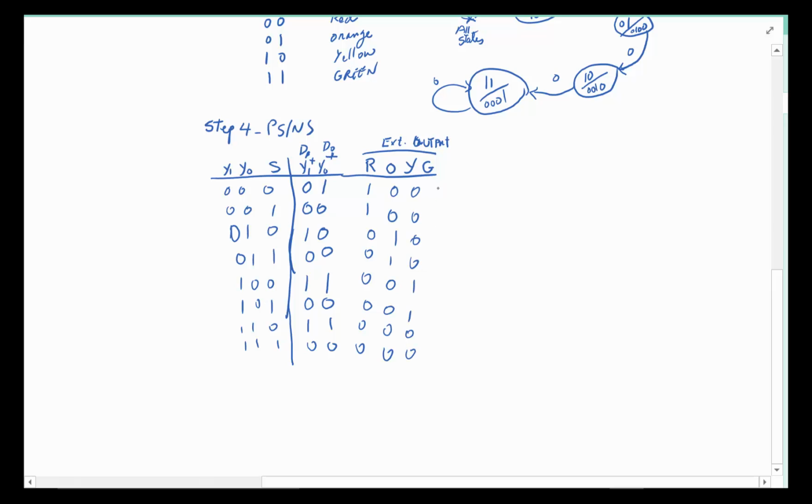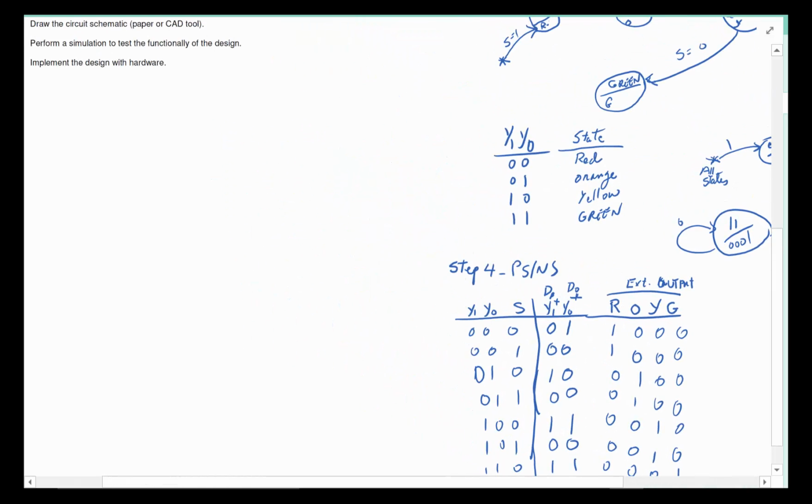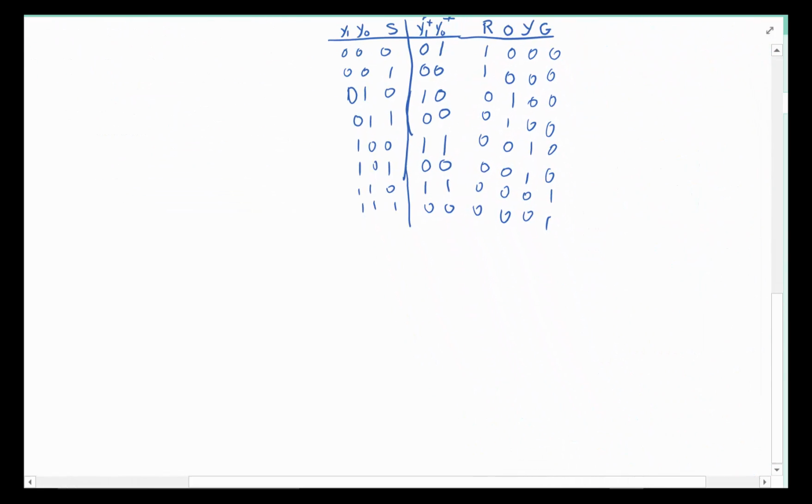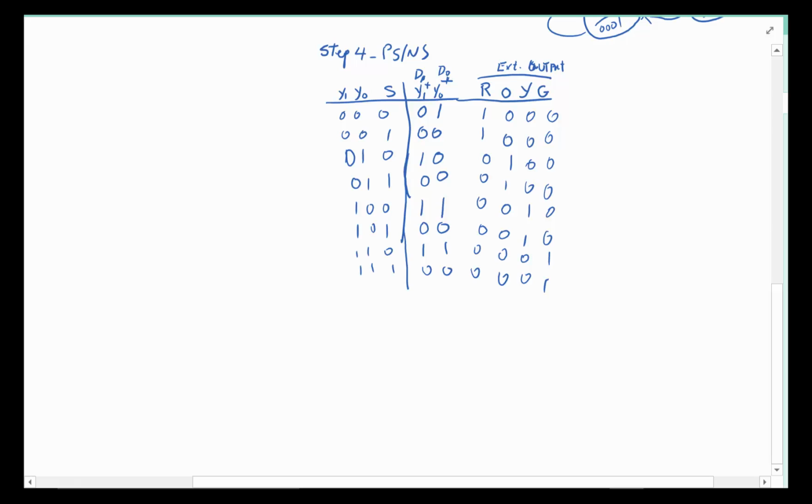Everywhere else is 0. And finally you get a green when you're in green state, coded 1, 1, 1. Okay, so that's it. So that's step 4. Finally, we are getting to a place where we can kind of draw our schematic. We're not quite done, because we have to write the equation for D1, D0, R, O, Y, and G.